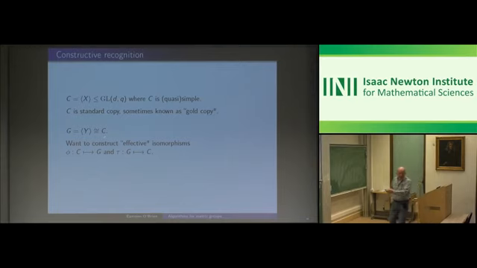I do know from my naming, I'm sorry? In the second line, the standard copy, is it C or G? It's C. That's why I say C is the standard copy. Otherwise, I would have said G is the standard copy.